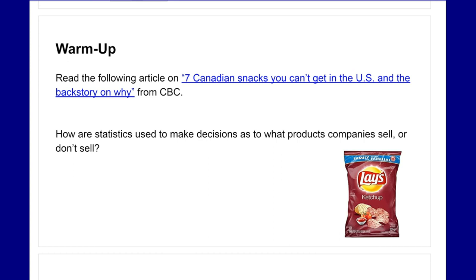So you probably are aware that there are only certain snacks that are inherently Canadian because you can only get them in Canada. You can't get them in the US. Right? Ketchup chips are a big one. And there are other things like Coffee Crisp, I believe Kinder Eggs, Smarties, things like that. So read through the article and then think about how you think companies use statistics to make the decisions on what to sell or what not to sell, because that's going to be kind of the idea of what we're looking at in this unit and this half of the course: how do we use statistics or calculating statistics that we can then use.